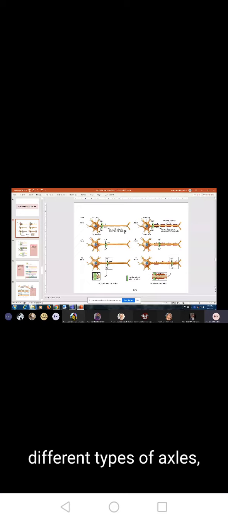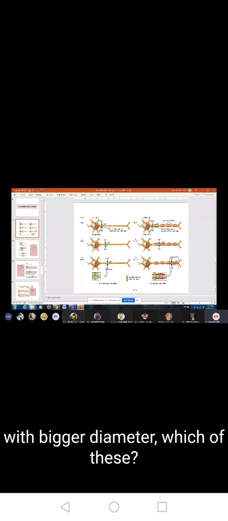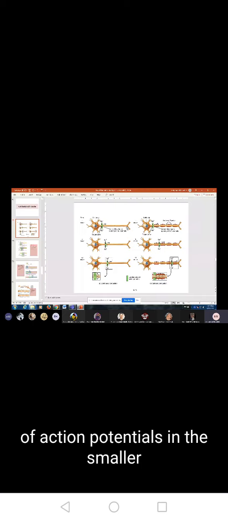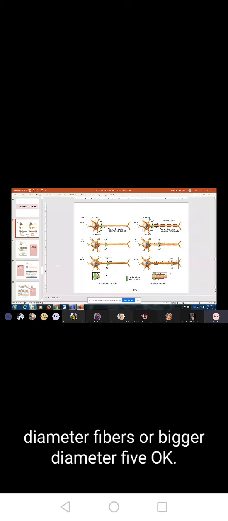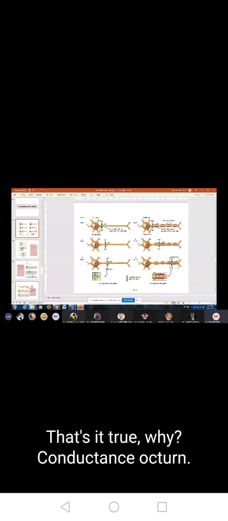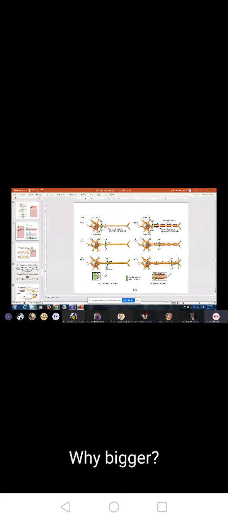Now, assuming you have two different types of axons, one with a small diameter and one with a bigger diameter. In which of these axons can you have faster propagation of action potentials, in smaller diameter fibers or bigger diameter fibers? The bigger. Why bigger? Lower resistance, because the nerve conducts the current better. Exactly.